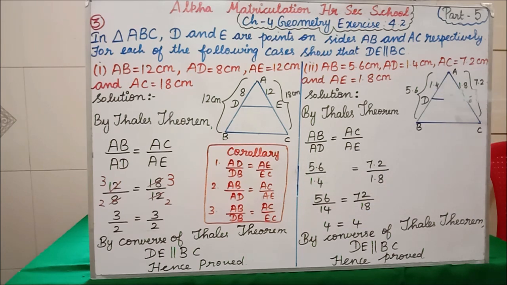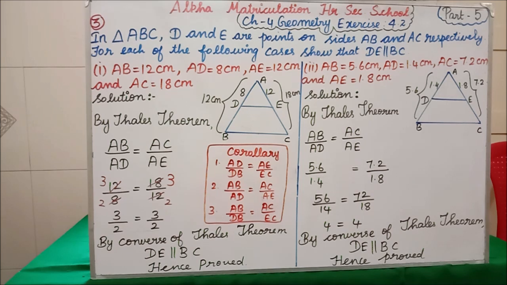Full length AB divided by AD is equal to AC divided by AE. We know we have the values of 4 lengths. What is AB? 5.6. What is AD? 1.4. What is AC? 7.2. What is AE? 1.8. If you notice students, here after the decimal there is 1 number, here also, here also, and here also. So if 1 number comes after the decimal, what number will you multiply to the numerator and denominator? Yes, correct, we will multiply with 10.